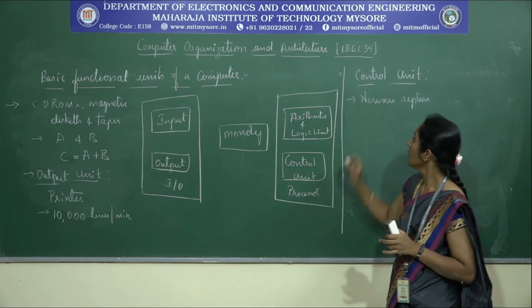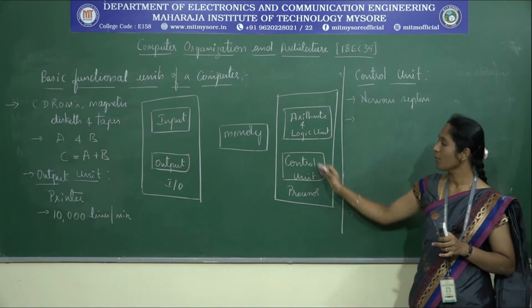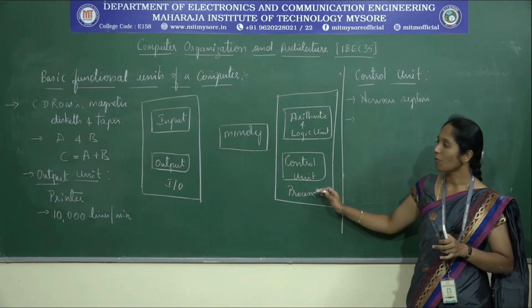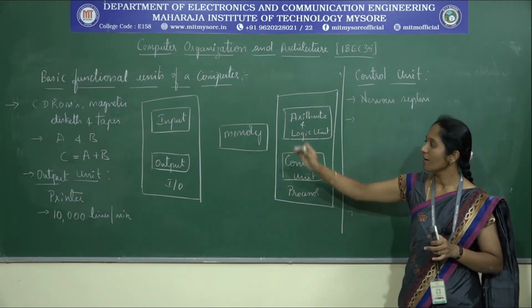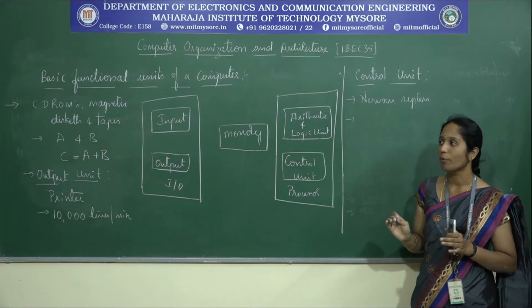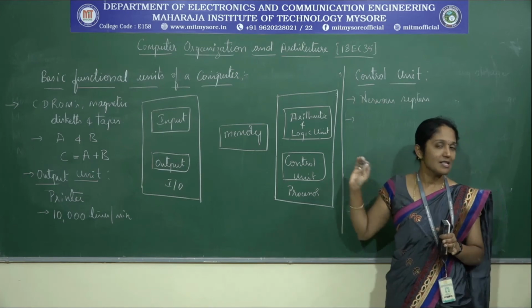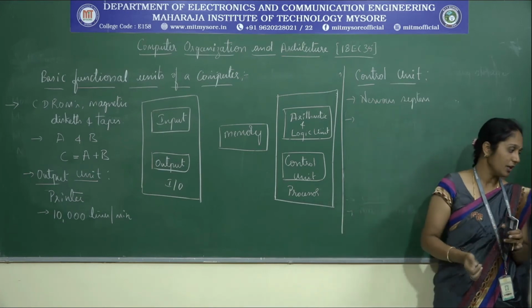The timing signals and control signals produced by the control unit are provided to the input device, output device, memory as well as the arithmetic and logic unit in order to perform any given operation. So this is about the control unit.